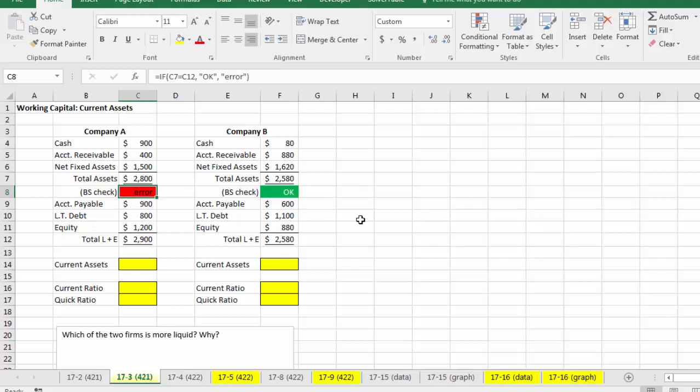So I like to do little things like that in my worksheets to add a little visual there to check things. I actually work with a lot of different spreadsheets for different organizations, including my own personal finances.